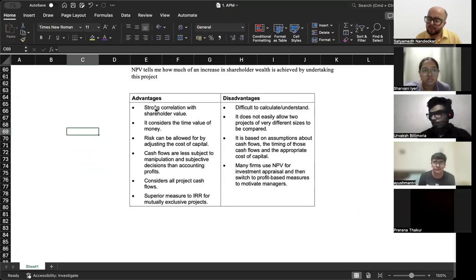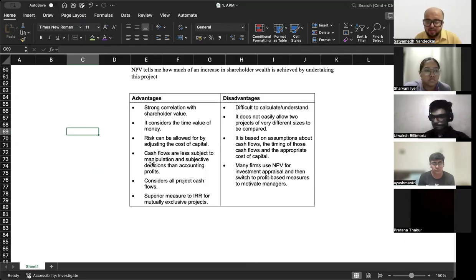The good part is that there is a strong correlation with shareholder value. NPV directly tells me how much of an increase in shareholder value will be achieved. It considers time value of money. Risk can be allowed for by adjusting the cost of capital. If I increase the cost of capital, my present value will decrease, right? So if I want to incorporate the impact of risk, all I have to do is use a higher rate of discounting, and that will help me to critically analyze the project even further. It considers all project cash flows, not just the cash flows which occur till the payback period.